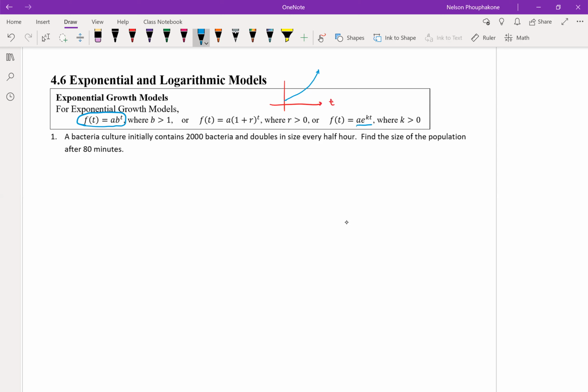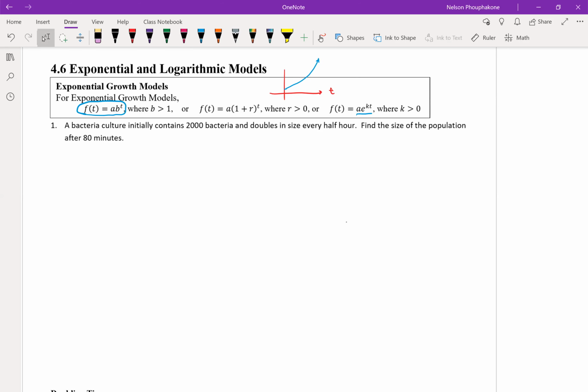Let us look at this problem here. A bacteria culture initially contained 2,000 bacteria and doubles in size every half an hour. We would like to find the size of the population after 80 minutes. The information that we have is that the population doubles in size every half an hour.